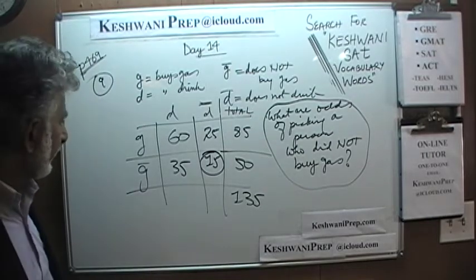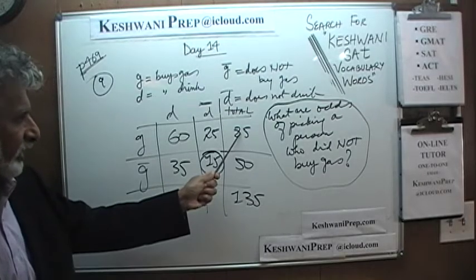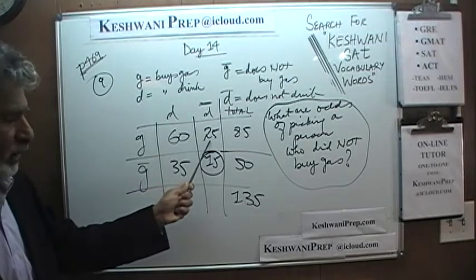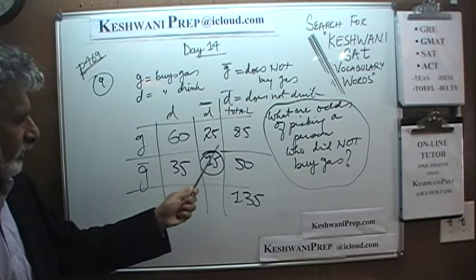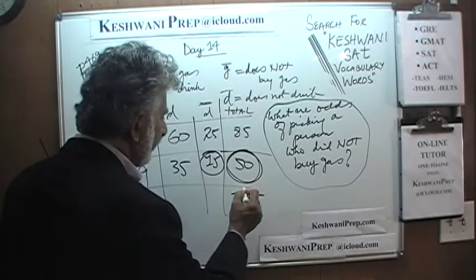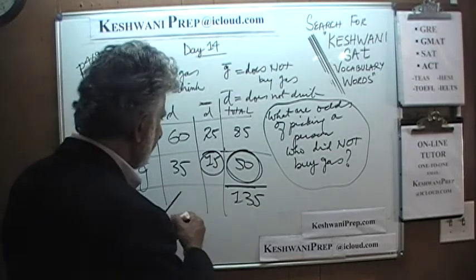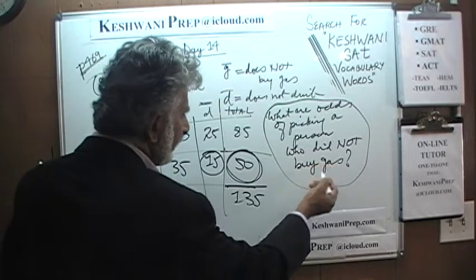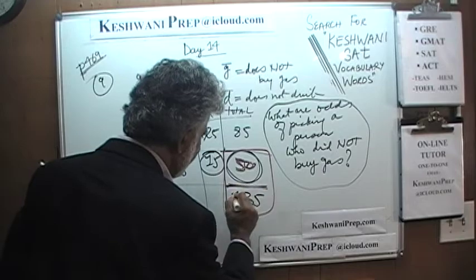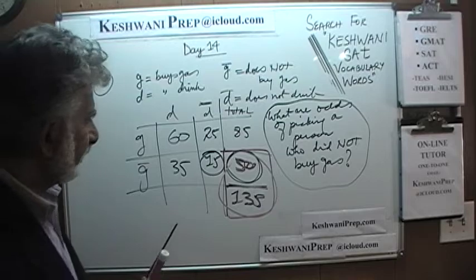Well, how many people did not buy gas? There is the gas. This is the 85 people out of 135. 85 people bought gas, and out of those 85 people, 60 also bought a drink. The remaining 25 did not buy the drink. Here's the total number of people who did not buy the gas: 50 people out of 135. There is your answer. What are the odds of picking a person who did not buy the gas? The odds are 50 out of 135. And that is answer choice D.